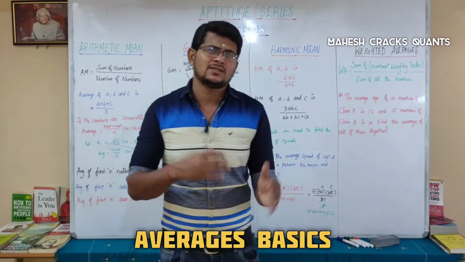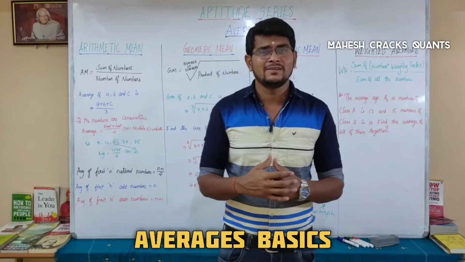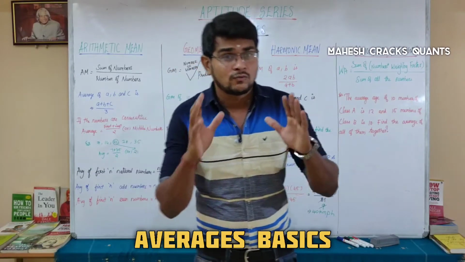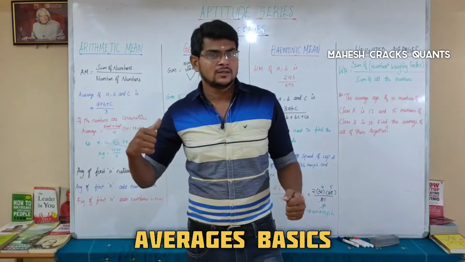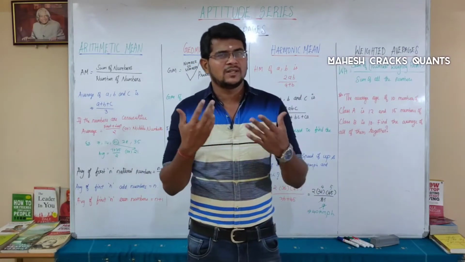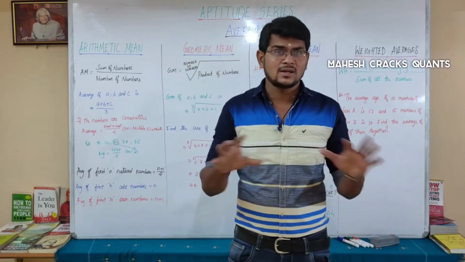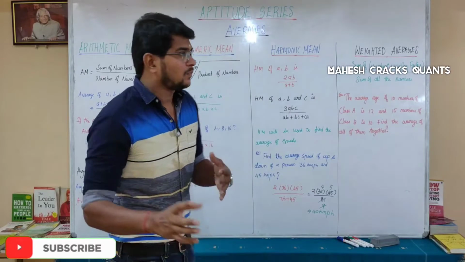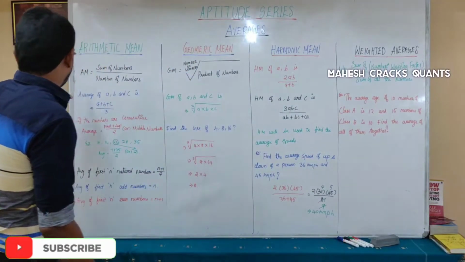In averages, there are a lot of different types of mean values. Mean is nothing but average. Mean values we have to find out. Further, we are going to learn what are the means out there. So arithmetic mean, geometric mean, harmonic mean, weighted averages. These all cover the averages part. Okay, let's get started. Let's start with the arithmetic mean.